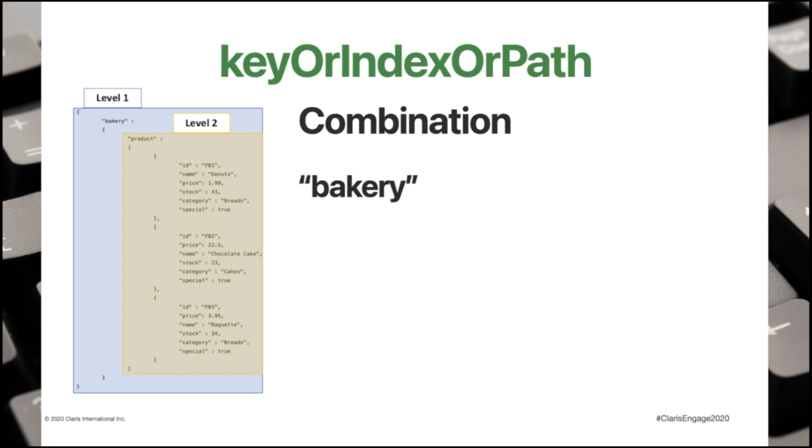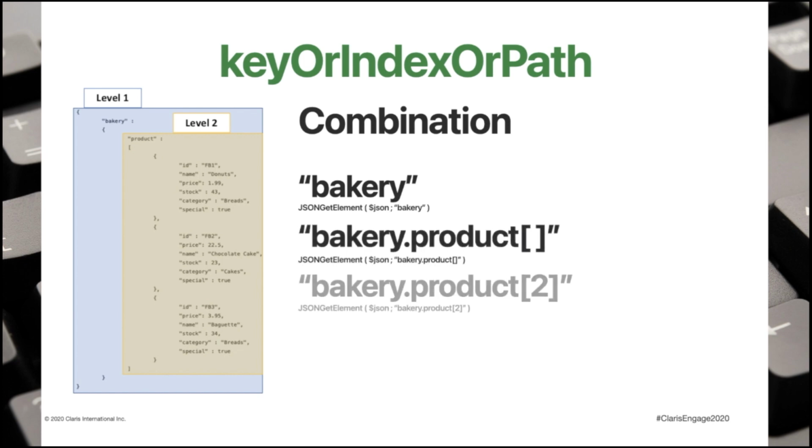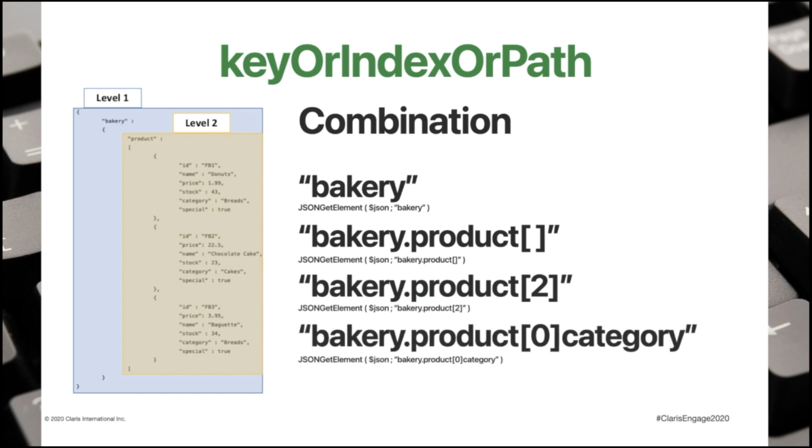In this example, we have the JSON object bakery. When we address the entire object of bakery, it is a simple string. But when referring to the arrays and nested objects of JSON, these are also valid parameters to pass within a function.